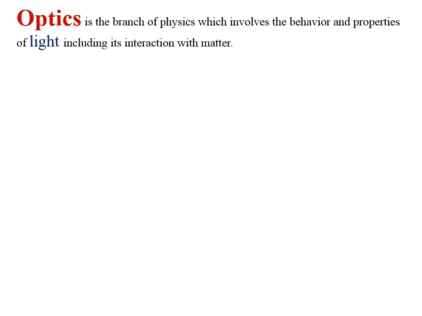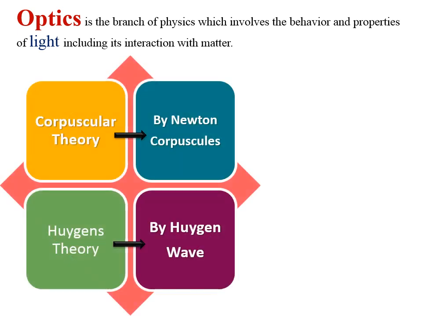First, we will see what is the term optics. Optics is the branch of physics which involves the behavior and properties of light, including its interaction with matter. In a nutshell, we can say optics is nothing but systematical study of light. Light, the concept, several phenomena of light and applications of that light we are going to understand through the study of optics.